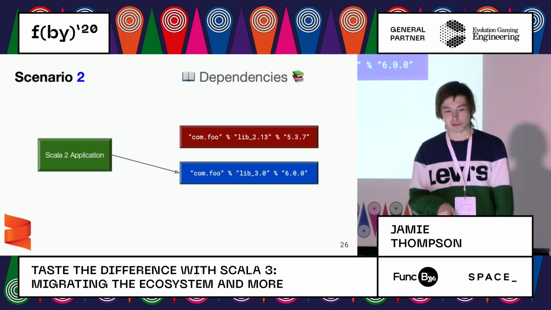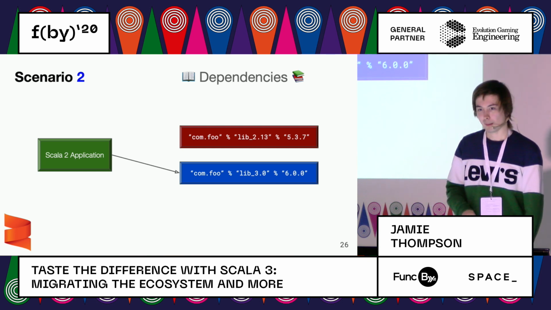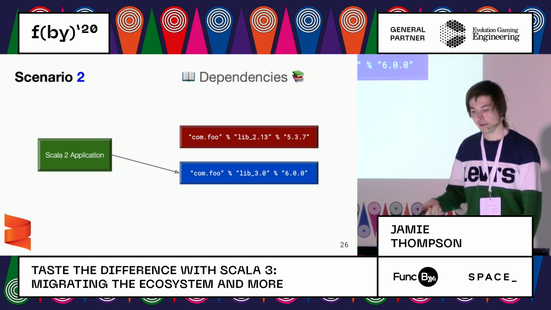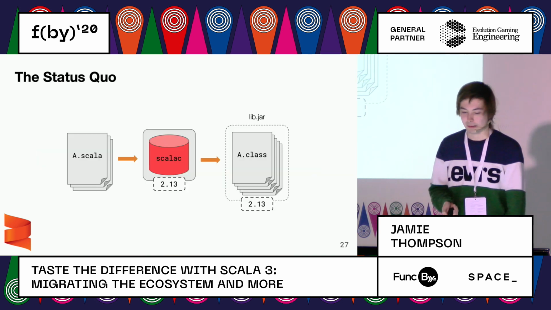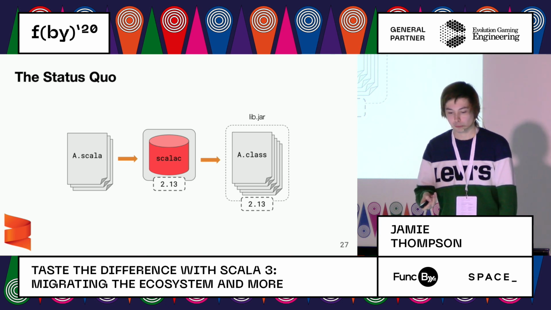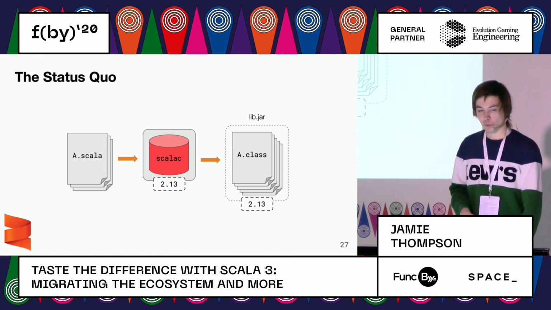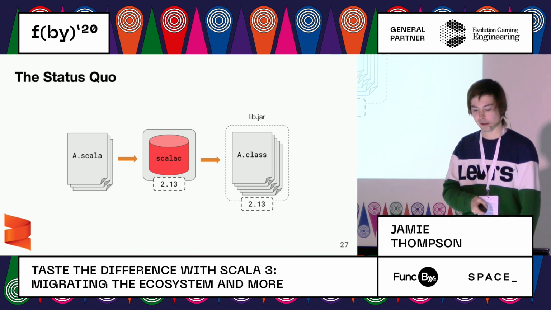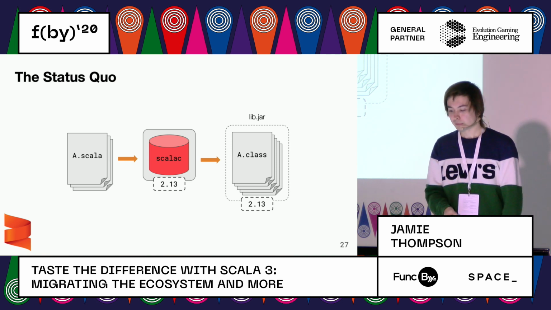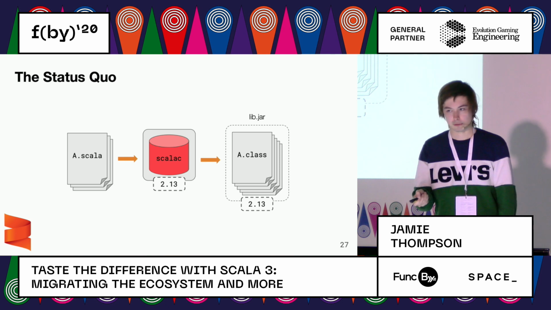So taking a look at this scenario where we have the Scala 2 application depending on a library that's now published for Scala 3, how does it work? In the past, we have a build tool that you tell which version of Scala you're using, and then it uses the Scala compiler, for example, 2.13. It takes some source files and transforms them into JVM class files.